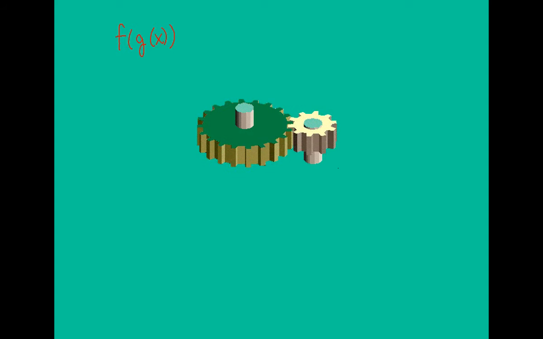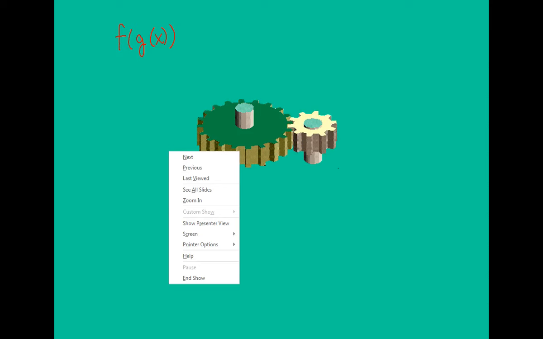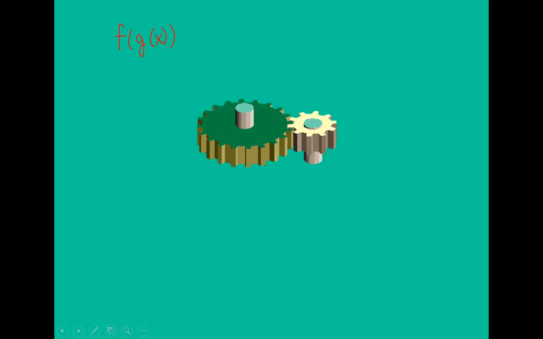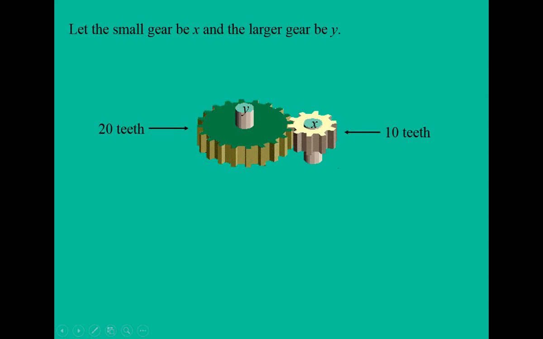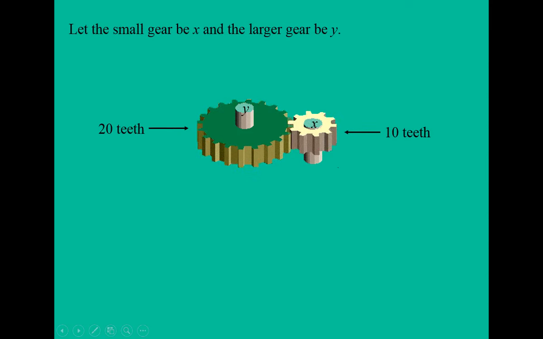So to get us started, let's take a look at these two gears. Let the small gear be x and the larger gear be y. And we'll say gear x has 10 teeth and gear y has 20 teeth. Now let 1 represent the gear turning one complete revolution.